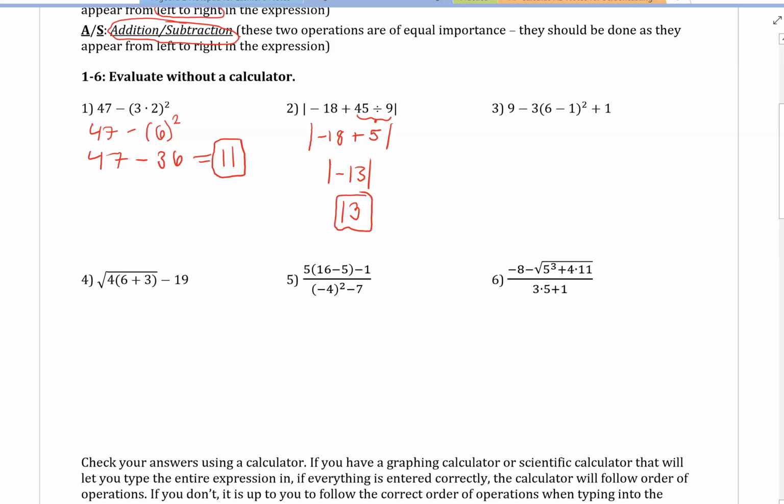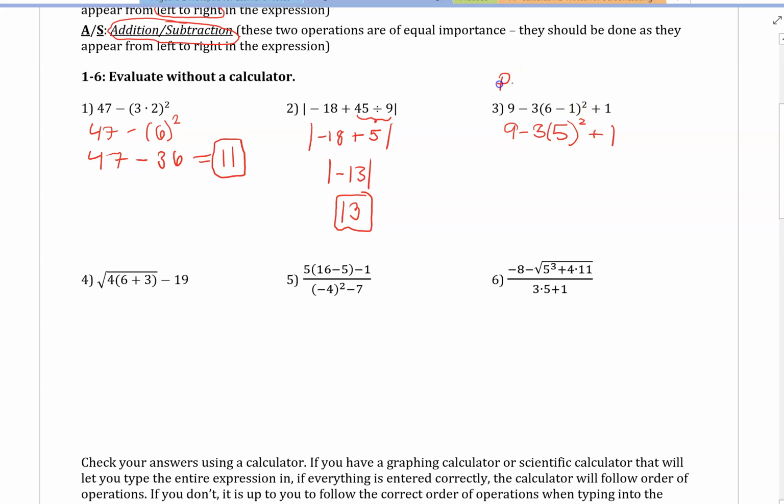In number 3, I have this expression here, which a lot of times throws students off. They want to do, okay, 9 minus 3, but no. We have these parentheses and exponents and multiplication that we have to do all of this before I can subtract. So I'll start with the parentheses first. So 9 minus 3 times 5 squared. And again, a lot of times students want to multiply 3 times 5 and get 15 and then square that, but we can't do that.